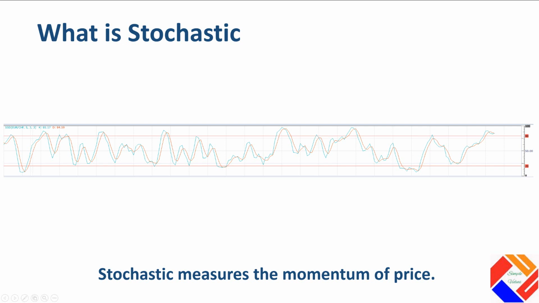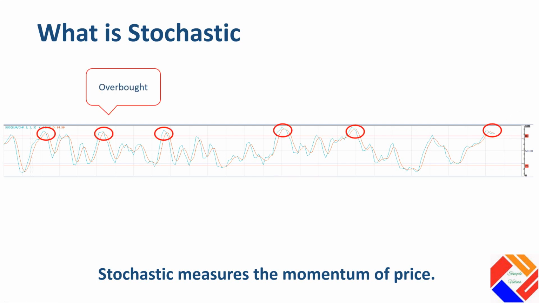When the indicator is near zero, it shows the price is trading near or below the lowest low during the look back period. Similarly, if the indicator is near 100, the price is trading near or above the highest highs during the look back period. Stochastics is considered overbought when it is above 80, and oversold when the indicator is below 20.